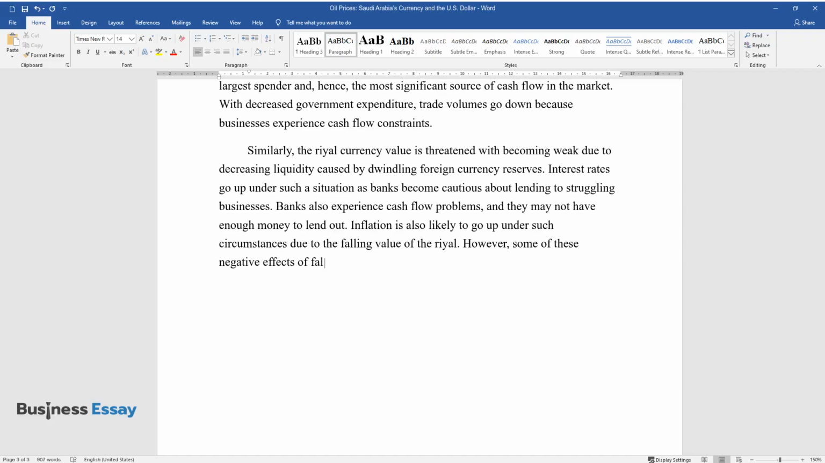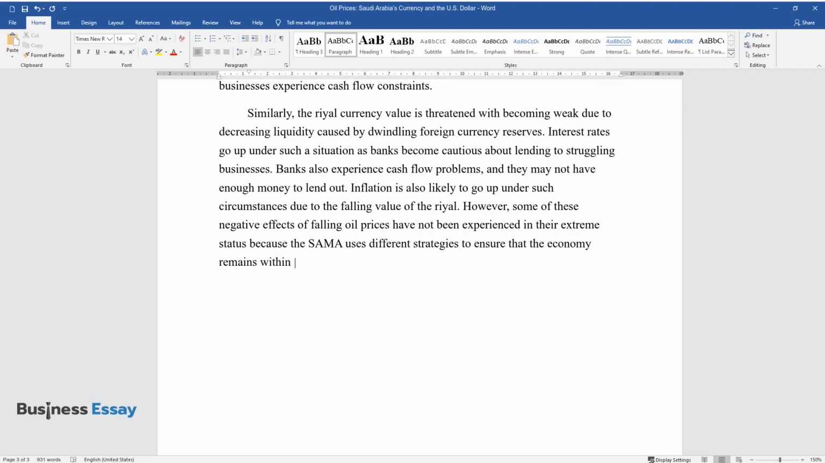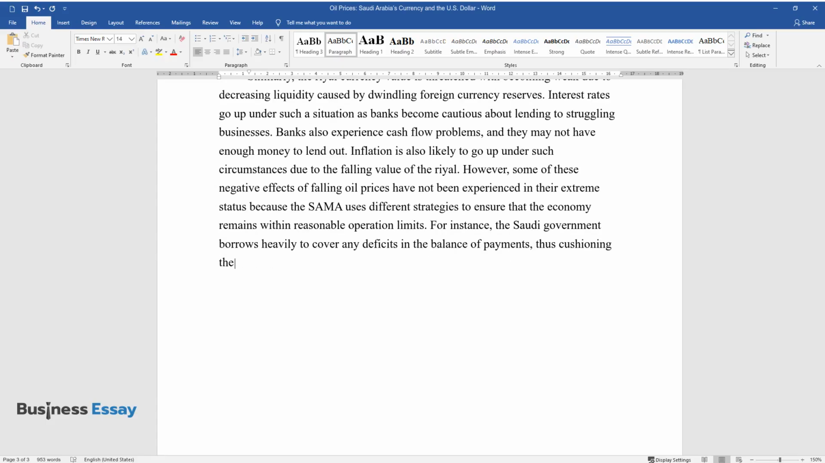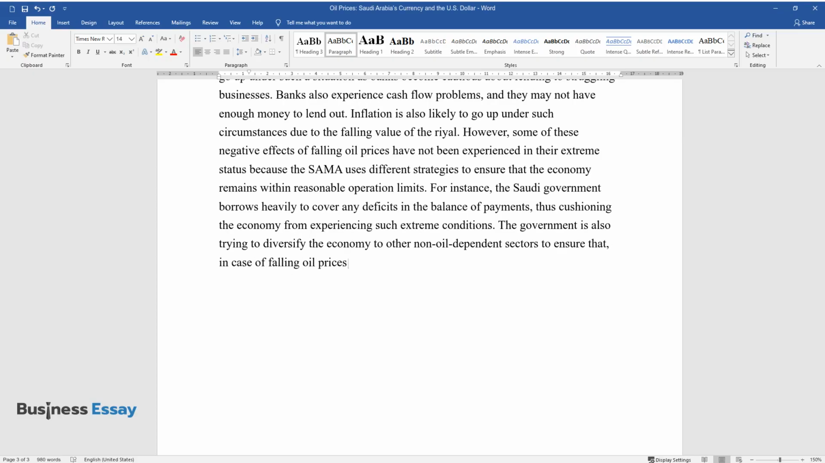However, some of these negative effects of falling oil prices have not been experienced in their extreme form because the SAMA uses different strategies to ensure that the economy remains within reasonable operating limits. For instance, the Saudi government borrows heavily to cover any deficits in the balance of payments, thus cushioning the economy from experiencing such extreme conditions. The government is also trying to diversify the economy to other non-oil dependent sectors to ensure that, in case of falling oil prices, the economy is not exposed to extreme shocks.